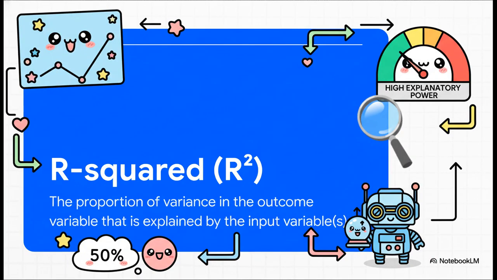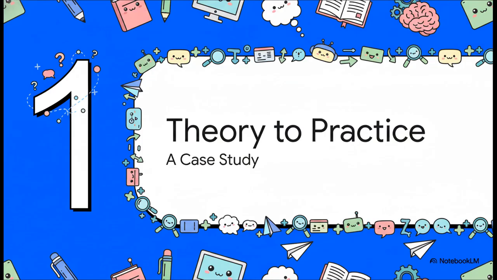Now, when you build a regression model, one of the most important numbers to look for is R squared. Think of it as a grade for your model's performance. An R squared of, say, 0.5 means your model can explain 50% of the why behind the outcome. It tells you how much of the story your predictors can actually account for. Okay, that's enough theory. Let's make this real. We're going to see these tools in action with a really fascinating case study.